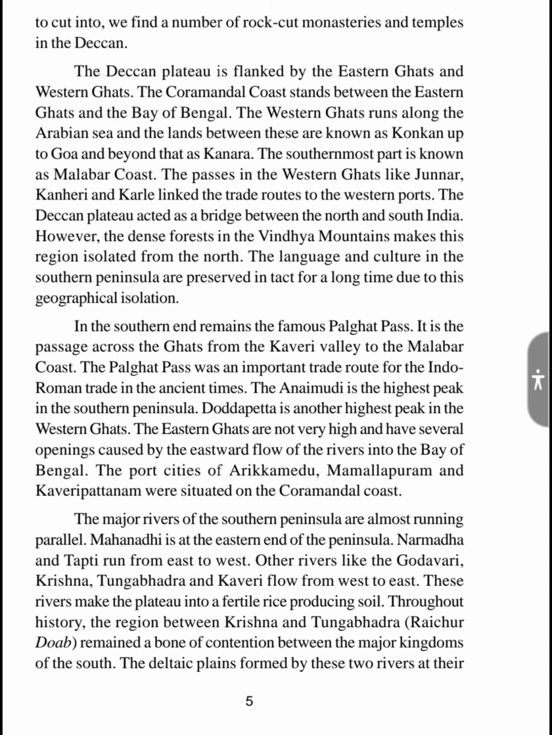The Western Ghat runs along the Arabian Sea, and the land between these is known as Konkan up to Goa, and beyond that is Kanara. The southernmost part is known as the Malabar coast. The passes in the Western Ghat like Junnar, Kanheri and Karle linked the trade routes to the western ports.